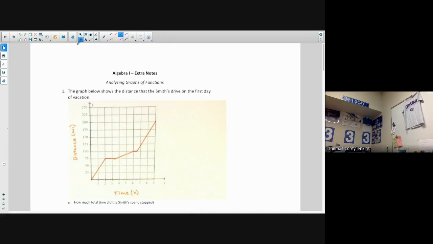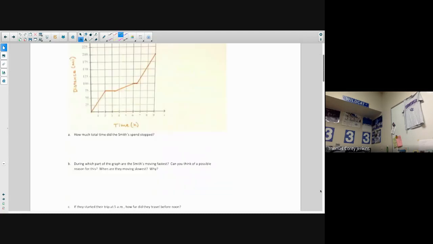This is called Analyzing Graphs of Functions. Number 1, the graph below shows the distance that the Smiths drive on the first day of vacation. So we see our variables are time and distance. Distance depends on time, or time is the input, distance is the output. First thing wants to know: how much total time did they spend stopped?